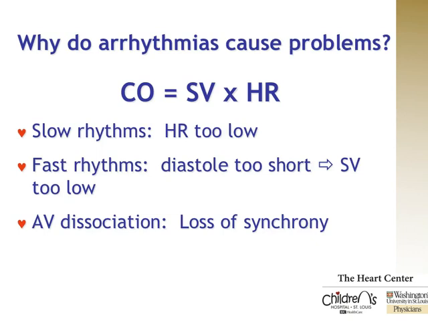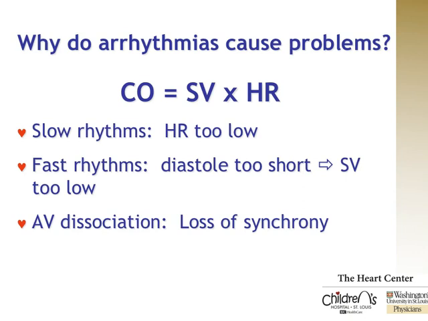And why do arrhythmias cause problems? Well, as we said on a prior slide, cardiac output is the product of stroke volume and heart rate. And so heart rate is obviously a key contributor to cardiac output. With slow rhythms, the heart rate is too slow, and there's a limit to how much the stroke volume can increase to maintain adequate cardiac output in some situations.